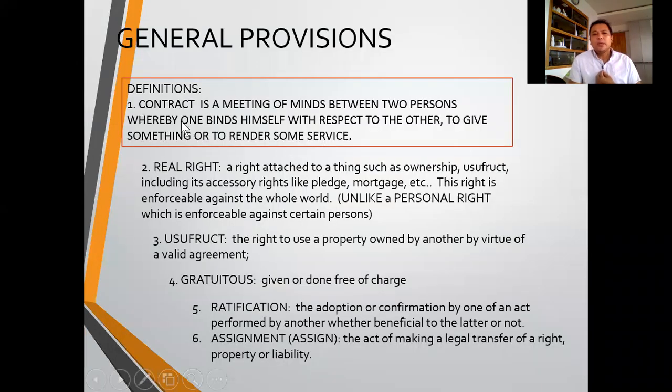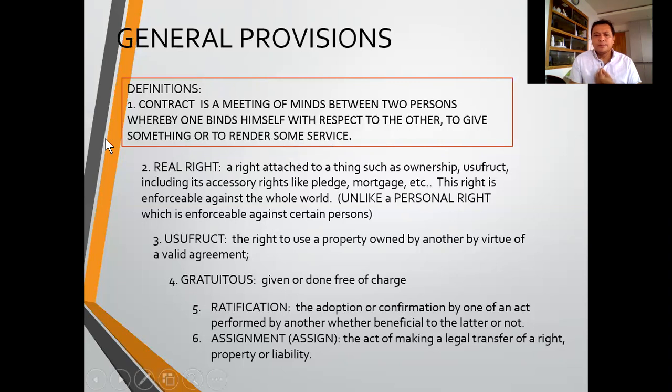We begin with the definition of contracts. In Article 1305 of the Civil Code, contract is defined as the meeting of minds between two persons whereby one binds himself with respect to the other to give something or to render some service.